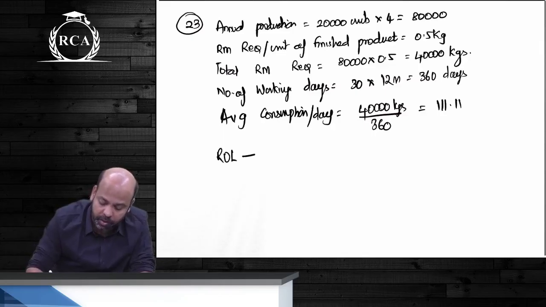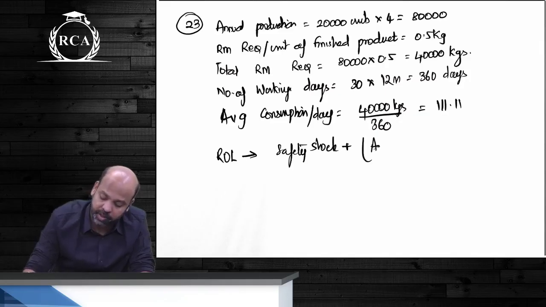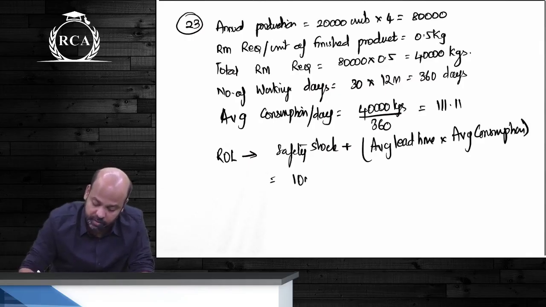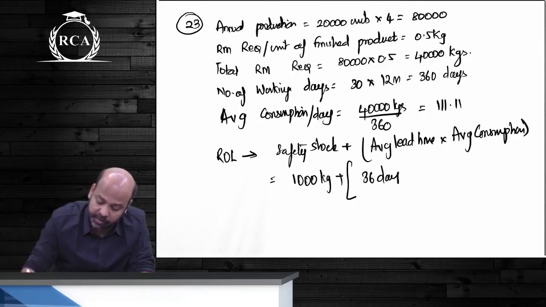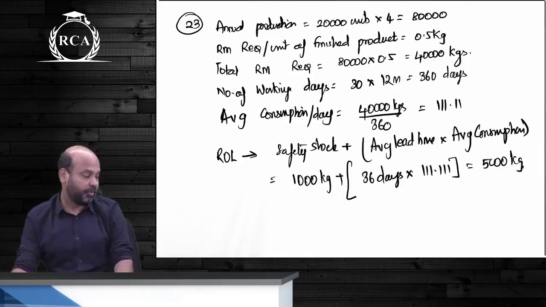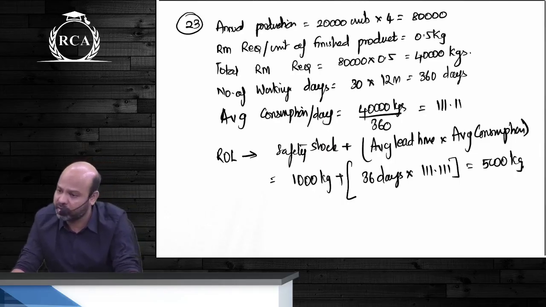Now you can compute your reorder level, beta. That will be safety stock plus average lead time into average consumption. Safety stock कितने kgs है? 1000. Your average lead time, beta, is 36 days. Average consumption for those 36 days will be 4000 kgs. We're consuming 40,000 kgs in 360 days, so in 36 days, it will be 4,000 kgs. To that, you will add a safety stock of 1000 and that will become 5,000.